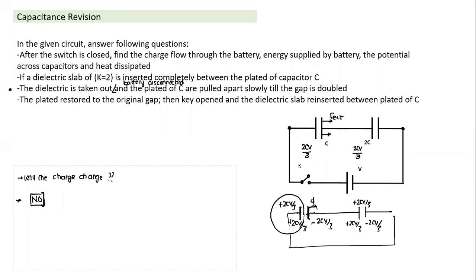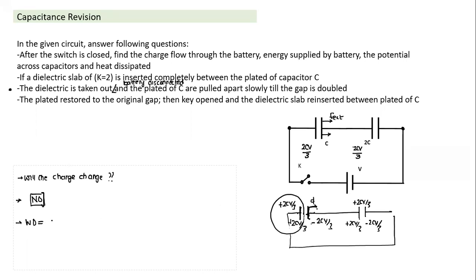And in this case, if the battery is disconnected, now can I calculate work done? Yes, I can calculate work done. And where would this work go when we do this work here? So in this case, when the dielectric is taken out, the battery is disconnected and the plates are pulled apart. When plates are pulled apart, now I can calculate work done because charge is constant. Now I can use my standard formula.